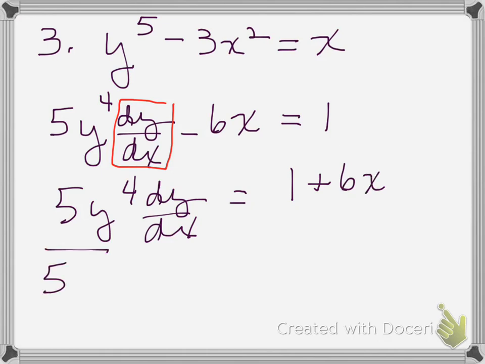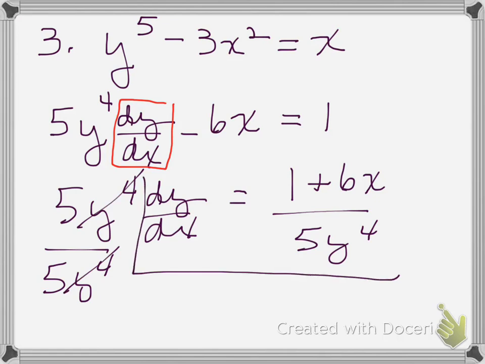Divide through by 5y to the 4th, and dy/dx equals 1 plus 6x in the numerator and 5y to the 4th in the denominator. Moving on to question 5.